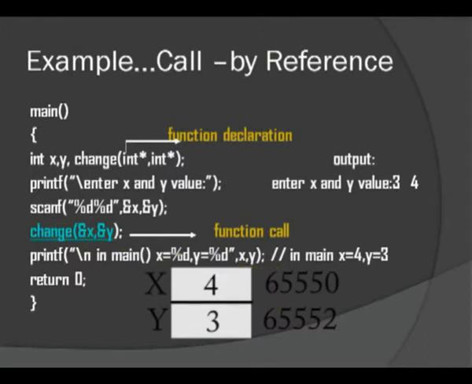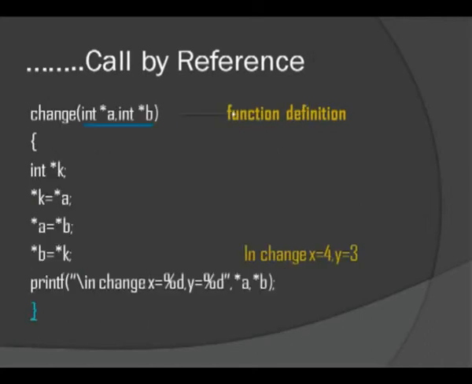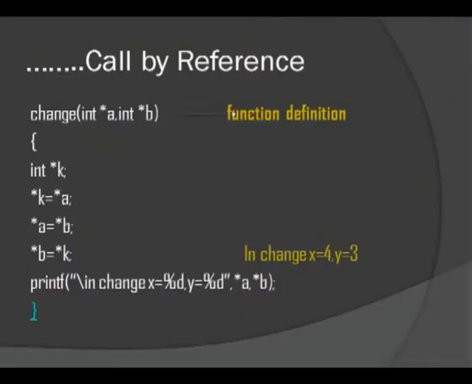And as soon as this function call is indicated, when control passes over here, A will be holding the address, B will be holding the address. So, to access their value only, we are using the symbol star. So, 65550 is the address, the value there was 3, 65552 is the address, the value there was 4. So, that is why using those values they are swapping this values again. So, this is the difference between call by value and call by reference.